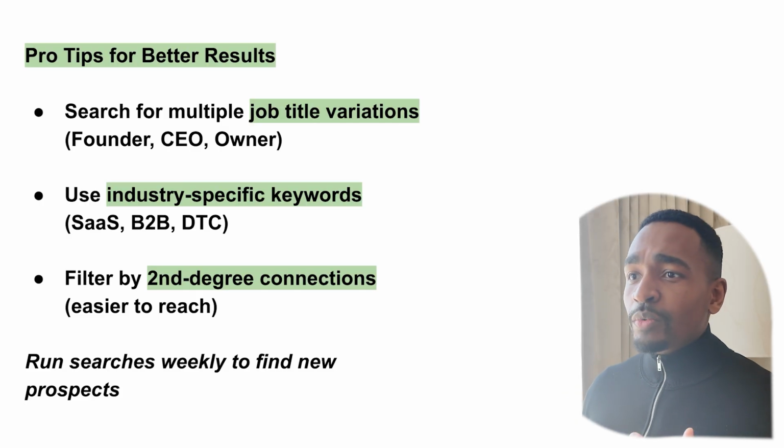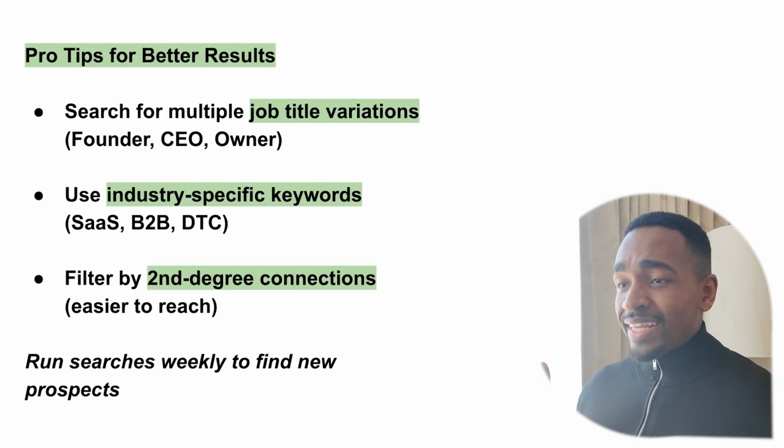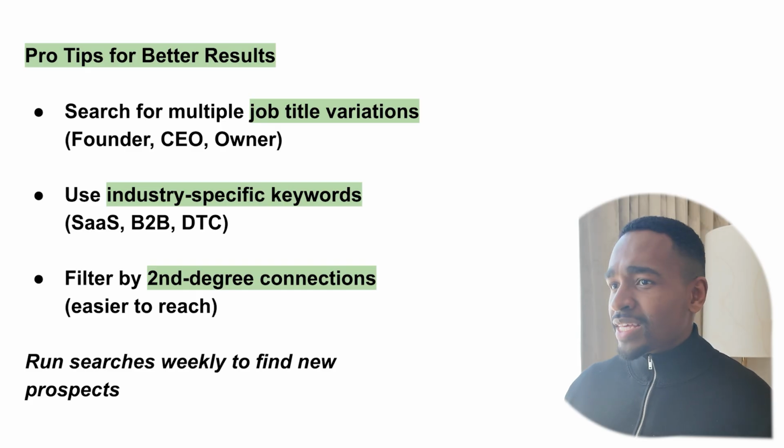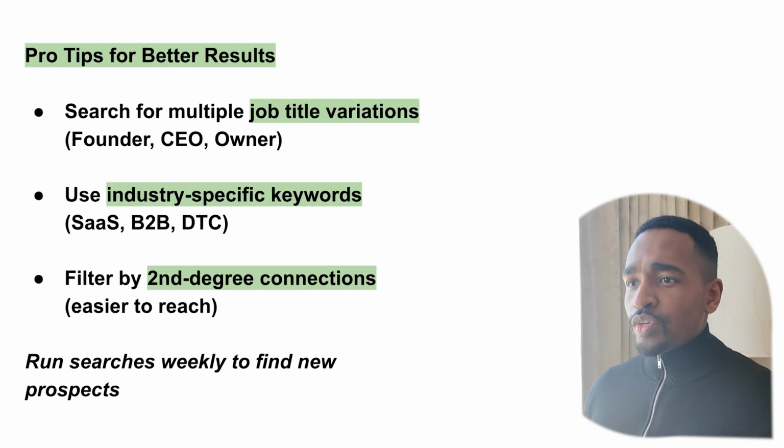The first tip is to search for multiple job variations. Don't just search founder, also search CEO, owner, co-founder. And then the second tip is to use industry specific keywords. So if you target SaaS companies, include SaaS or B2B SaaS or software. The third tip is then to filter by second degree connection. So these are the people that you can reach through your mutual connections, which increases your response rate.